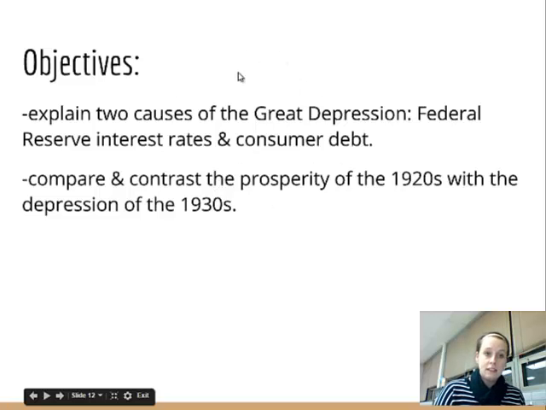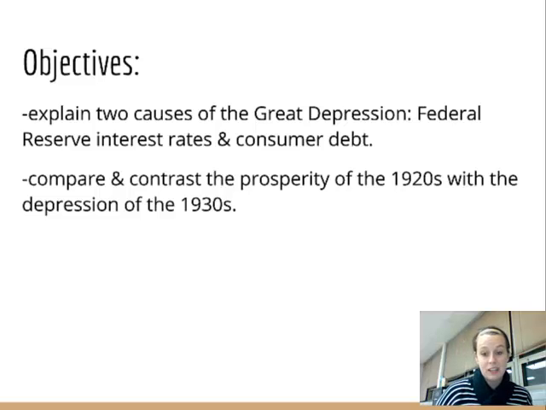So by the end of this video, you should be able to explain those two causes and compare and contrast the prosperity of the 20s with the depression of the 30s and how it got there.